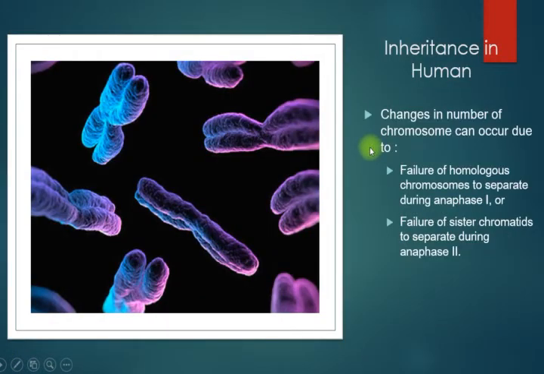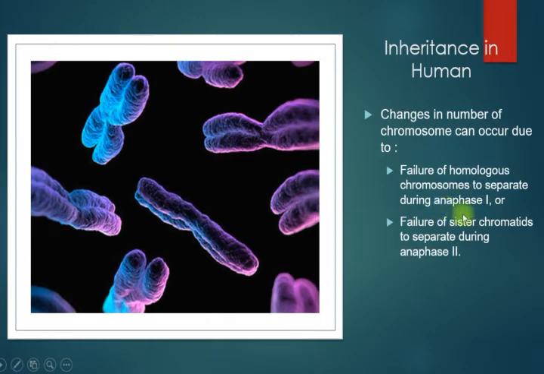Okay, inheritance in humans again. We go to the changes in number of chromosomes. The number of chromosomes sometimes can change. So what are the factors that cause the change? First, the failure of the homologous chromosomes to separate during anaphase 1. Anaphase 1 refers to the stage in meiosis 1.